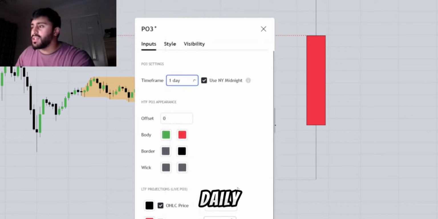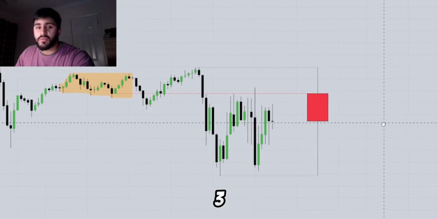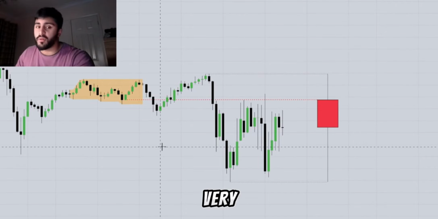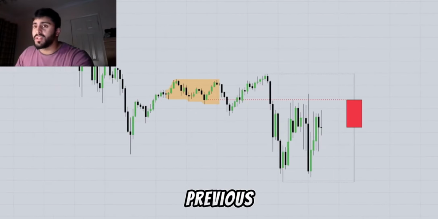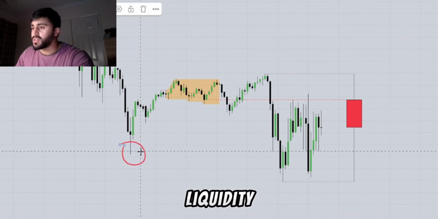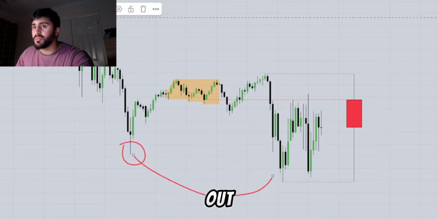We can use the daily power of three as well. So the daily power of three is again more interesting relative to the day. And this is where ICT concepts becomes very, very powerful. Now we had the previous day, right? Previous day low. I love using the previous day low liquidity. It's one of my favorite liquidity types, right? Price from here takes out the previous day low, right?